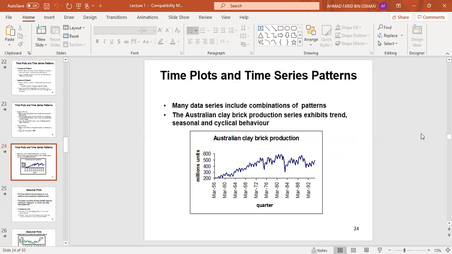Many data series include a combination of patterns. The Australian clay production series exhibits trend, seasonal, and cyclical behavior. For example, in this one you can see a combination of different time series patterns: the trend, the cyclical, and the seasonal variation as well.